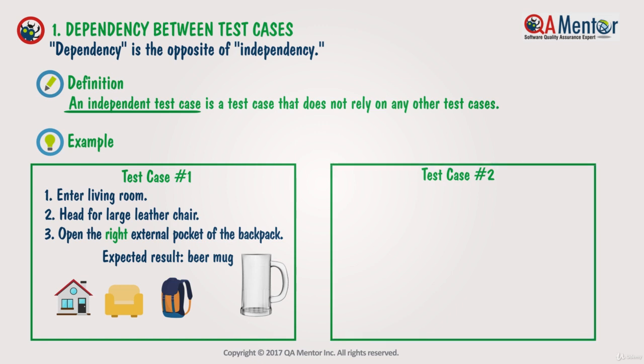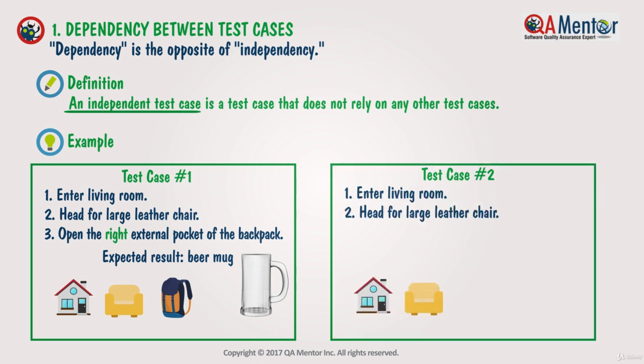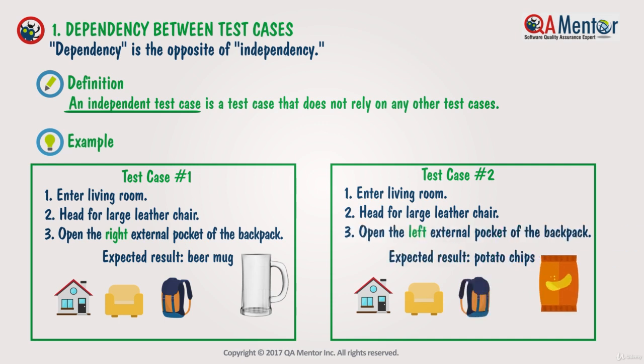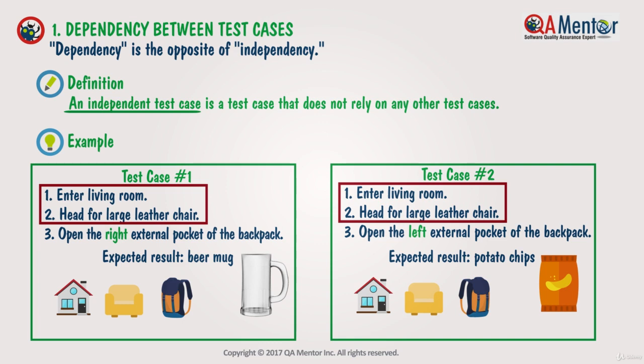Test case 2. The steps. Enter living room. Head for large leather chair. Open left external pocket of backpack. Expected result: potato chips. As we can see, steps 1 and 2 are the same in both test cases. Hence, there can be a temptation to improve the steps, especially after learning about test case maintainability. Let's do this and see what happens.